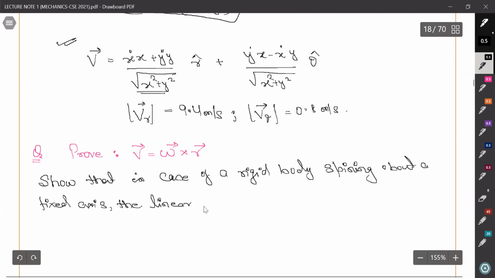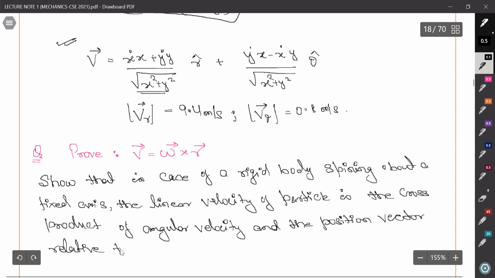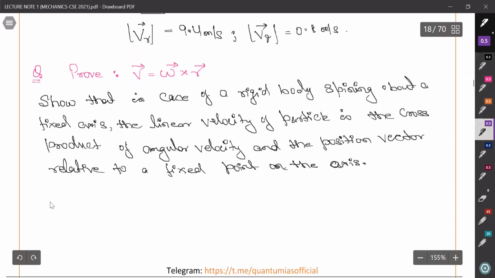The linear velocity of a particle is the cross product of angular velocity and the position vector relative to a fixed point on the axis. So again, this is an expected question. It may come in your exam. So let's start with the solution.